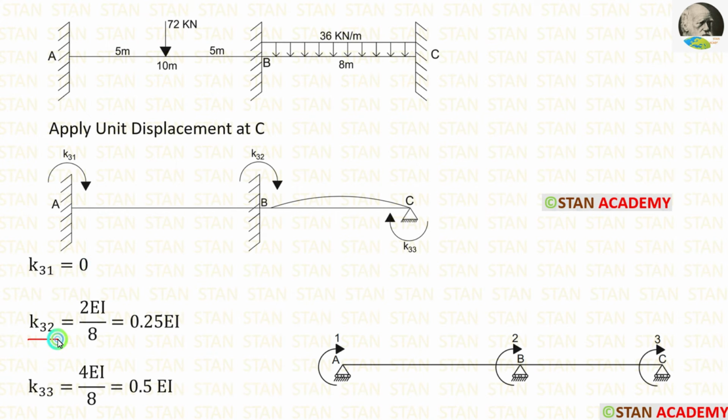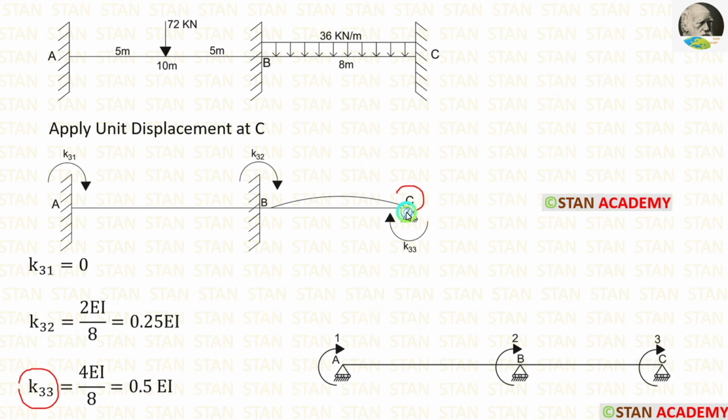Now let us calculate K32. For that, from the point B, we have to look on both the sides. On the left side there is no slope curve, so no stiffness value. On the right side we are having a hinged support. If the far end is hinged, the formula is 2EI upon L. The length of BC is 8 meter, we can apply. Finally we are getting 0.25 EI. Now let us calculate K33.